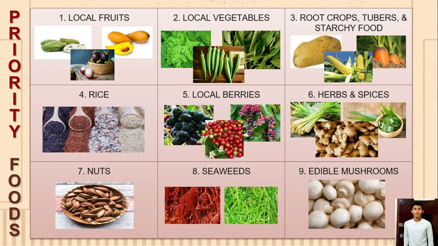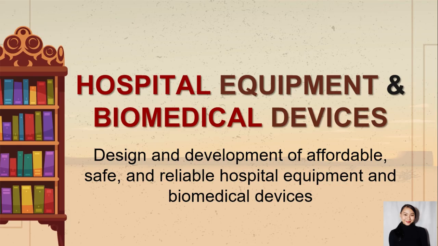And number nine, we have edible mushroom. What you see here is edible mushroom, and I use white button mushroom. And that's all. So here we go with the fourth priority that falls on the sector 2 health, which is the hospital equipment and biomedical devices.